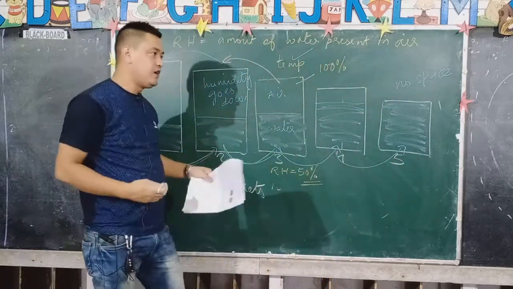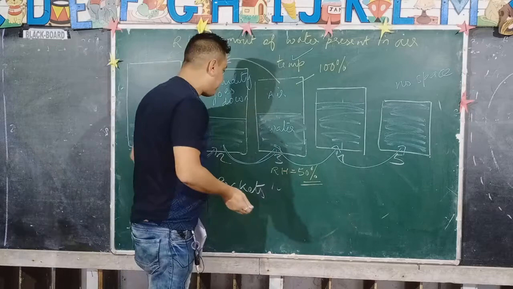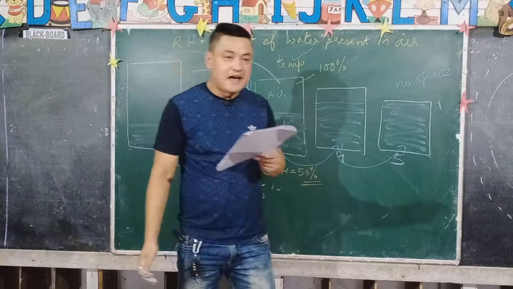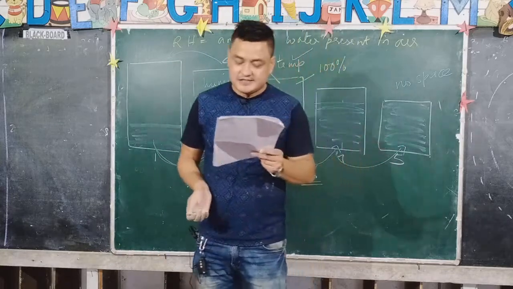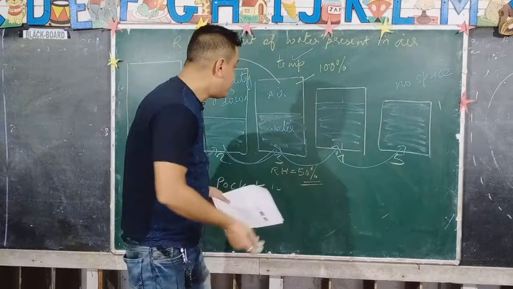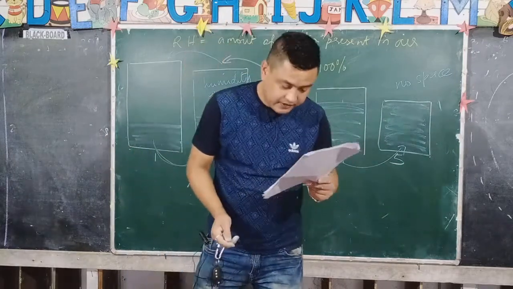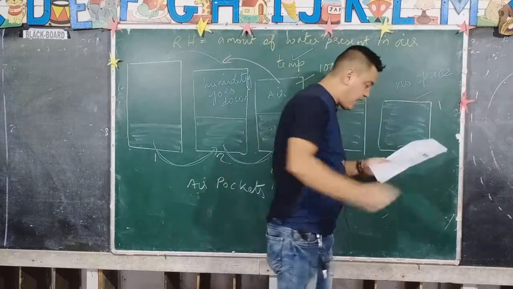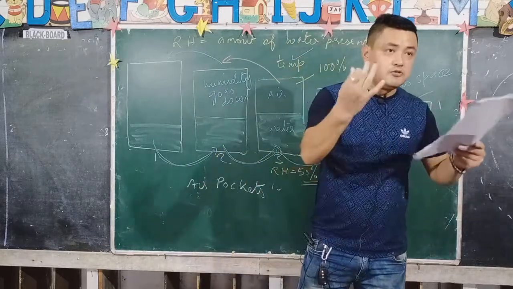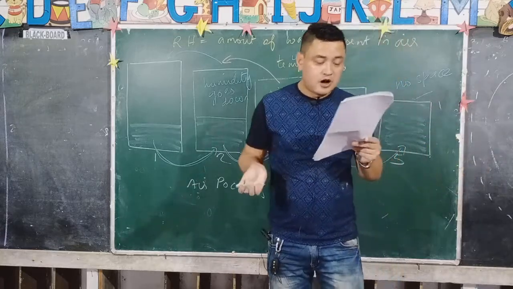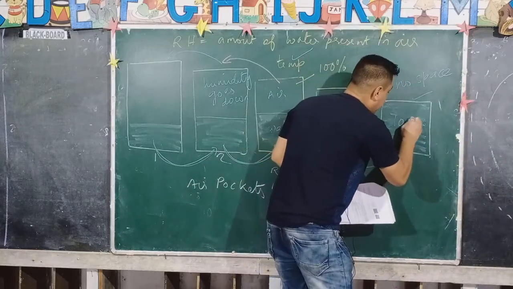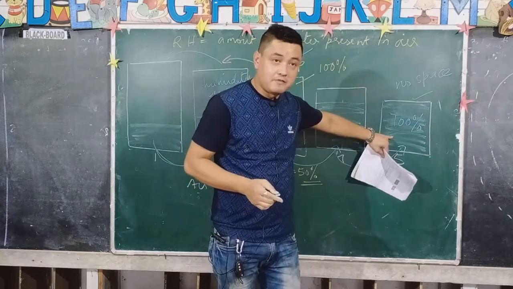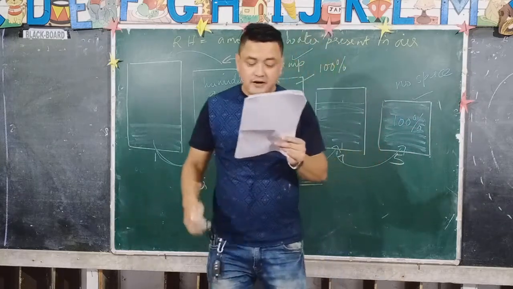If we keep on cooling down this air pocket, what will happen? The volume decreases as well as the space decreases, while the vapor content proportion increases. At this point, if you look at the fifth pocket, there is no space. All the space is gone. The RH is 100%. How much water vapor is in this air pocket number 5? 100%. So the RH is 100%.